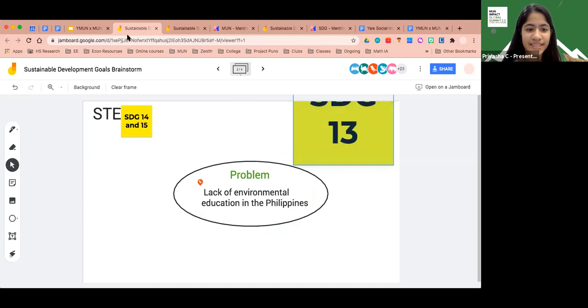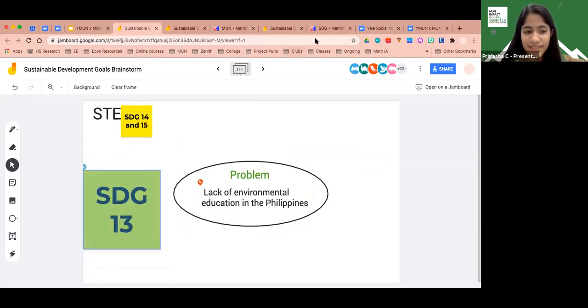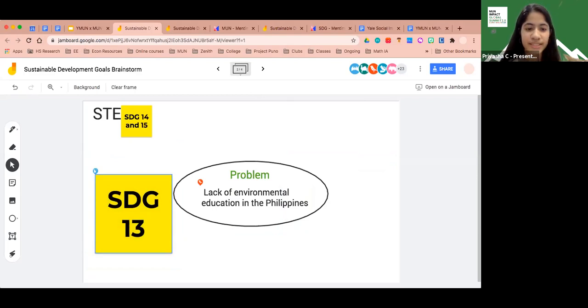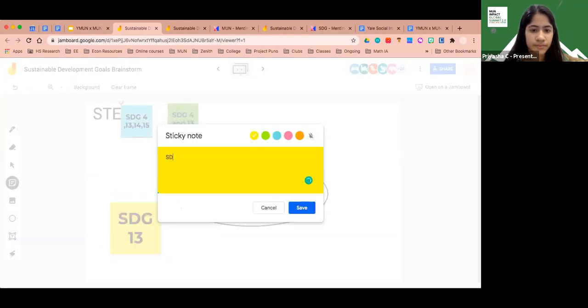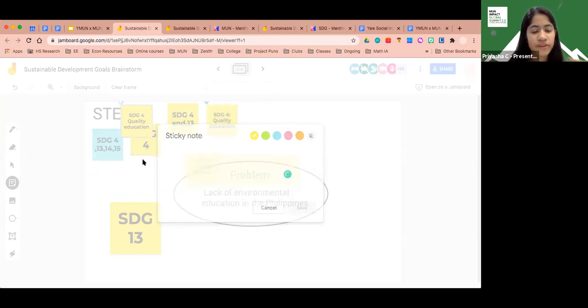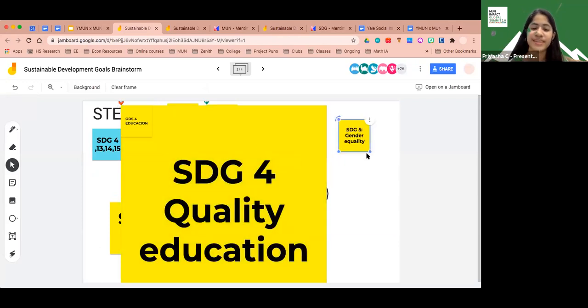Some people said SDG number 13, 14 and 15, and all of those have to do with the environment, so that is absolutely correct. 13 is climate action, 14 is life below water, and 15 is life on land. SDG 4 is also important to note, because 4 is about quality education, and the proposal we have come up with here is about environmental education.